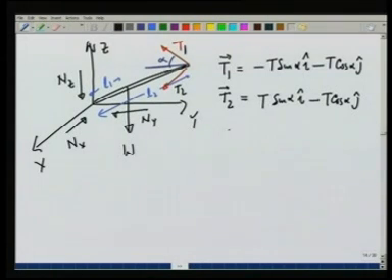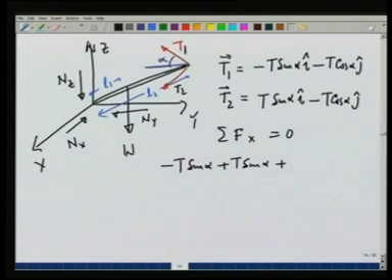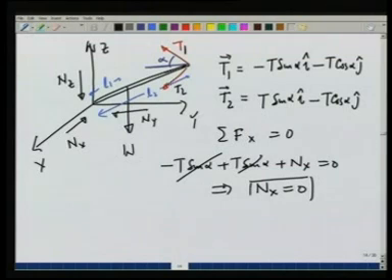The weight acts in the vertical direction. So, summation Fx is equal to 0 gives me minus T sin alpha plus T sin alpha plus Nx is equal to 0, which implies, this cancels, that Nx, the normal reaction in x direction, is 0. It does not really matter, actually this should have been negative here.